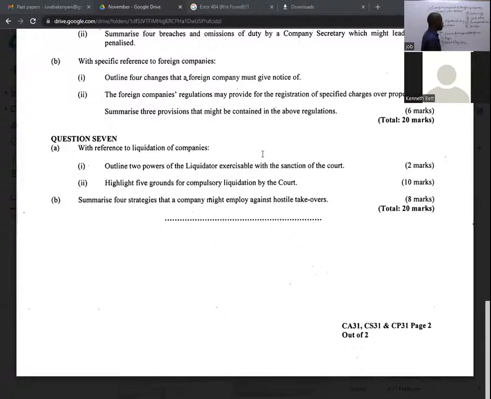Joint ventures, reverse merger, share capital reduction, demergers. So those are some of the other ways of how a company can restructure. On the advantages or reasons, we said that companies would restructure to cut on costs. So cutting on costs is one of the major reasons why companies restructure.